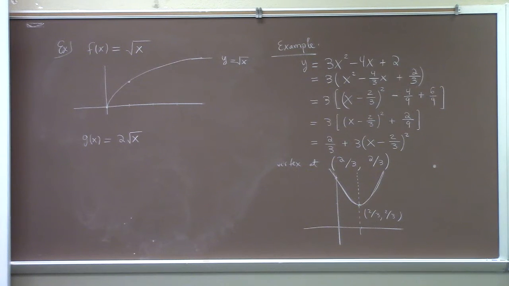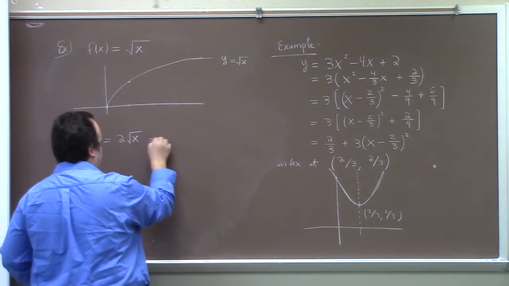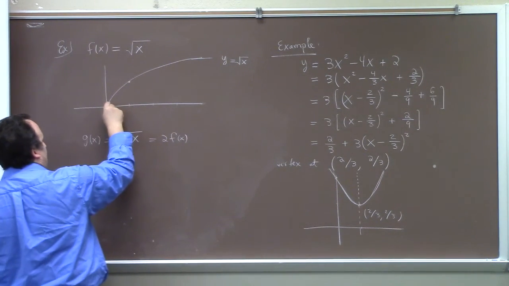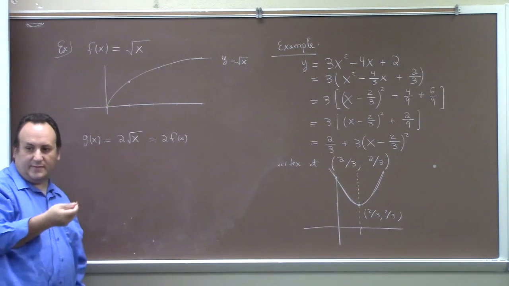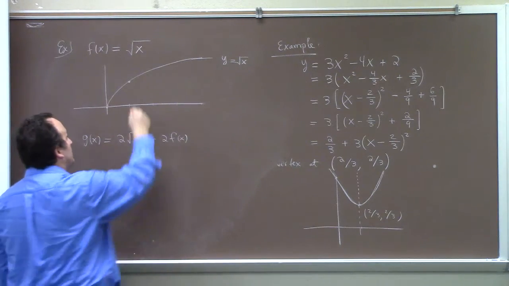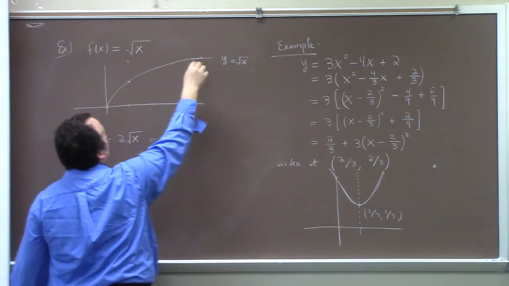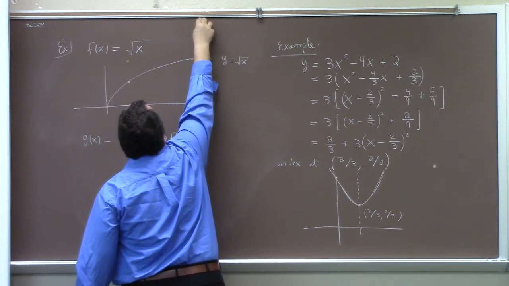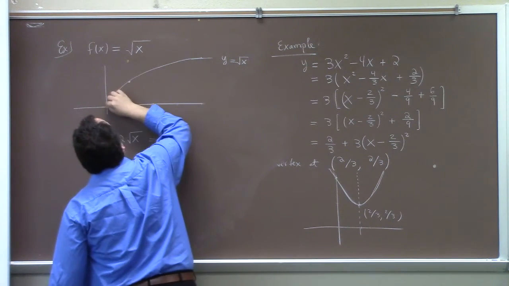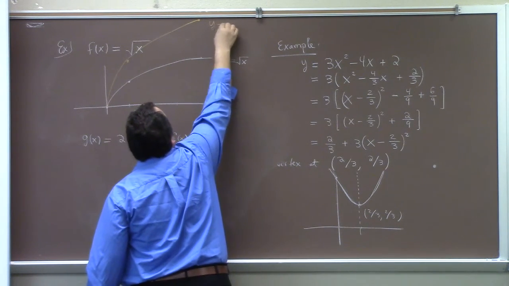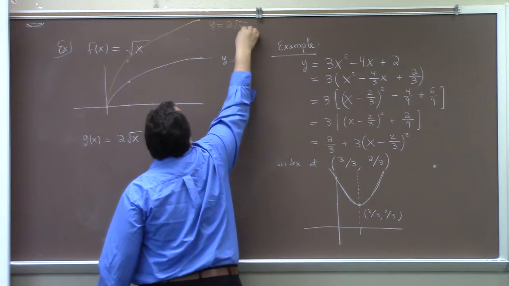That would be a vertical stretch. The natural interpretation would be that's twice f of x, right? So basically, we just take every point in the f of x graph and multiply by 2. So 0 goes to 0. 1 times 2 is 2. 2 times 2 is 4, right? Almost off the chalkboard for me. So there's y equals 2 times the square root of x.